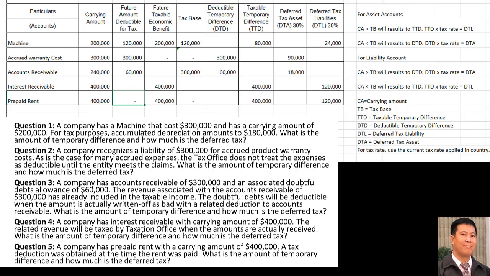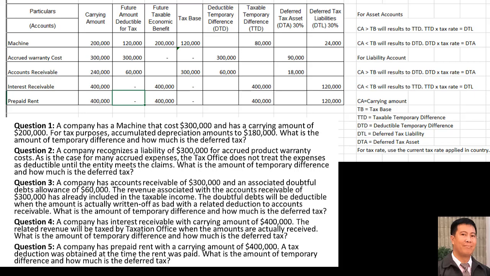Question number 4. The company has interest receivable with a carrying amount of $400,000. The related revenue will be taxed when actually received. Now take note: the amount will be recognized only when received. What is the journal entry for this interest receivable? That should be debit interest receivable, and then credit interest revenue. Okay?